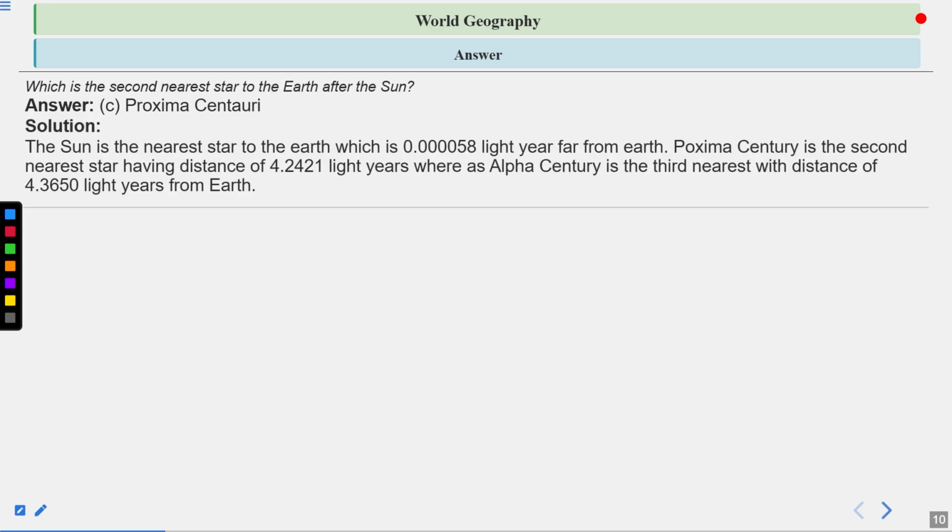The Sun is the nearest star to the Earth, at 0.000016 light years. Proxima Centauri is the second nearest star, at a distance of 4.2421 light years, whereas Alpha Centauri is the third nearest, at a distance of 4.3650 light years from the Earth. I hope you remember that a light year is a distance measuring unit in space, and one light year is equivalent to 9.46 into 10 raised to the power 12 kilometers. The Earth and Sun, as we all know, are at a distance of 150 million kilometers, approximately 15 crore kilometers, which is not one light year but a tiny fraction of it. And the second nearest star is Proxima Centauri.